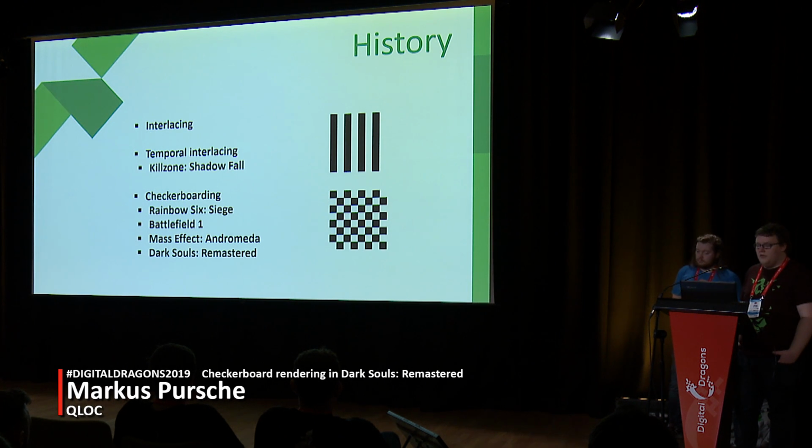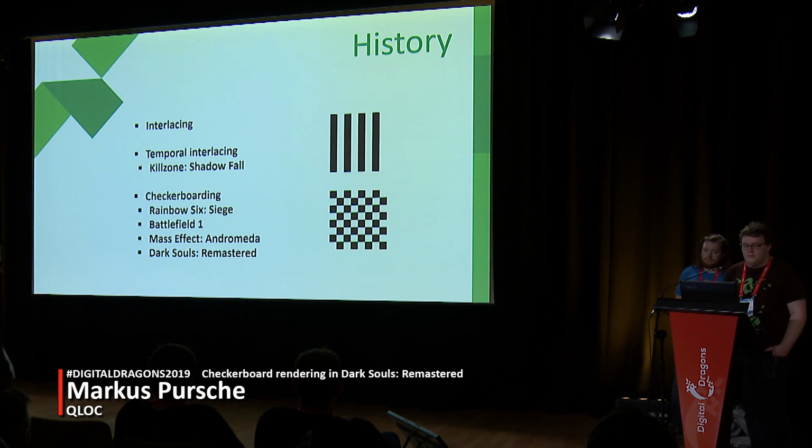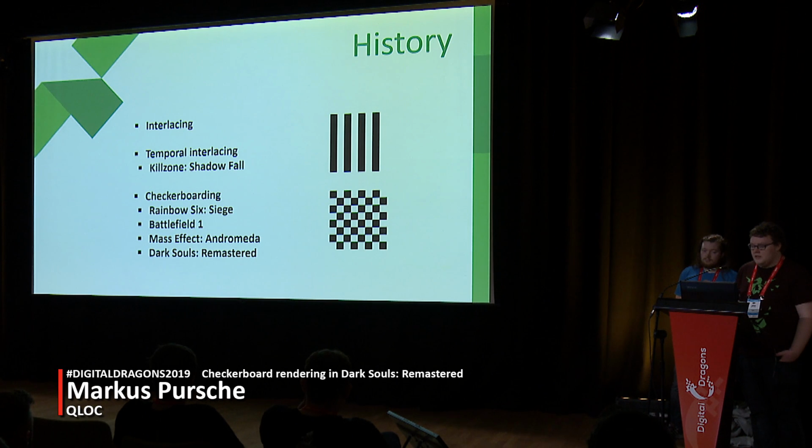Checkerboard rendering further improves upon this concept by using a more optimal sample distribution. Each missing point in the checkerboard pattern has knowledge of 4 neighbors instead of only 2 neighboring pixels with interlacing. Checkerboard rendering is used in plenty of recent games, including Rainbow Six Siege, Battlefield 1, Mass Effect Andromeda, and Dark Souls Remastered.